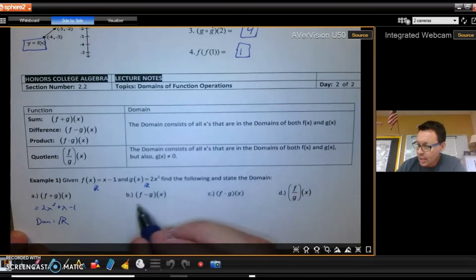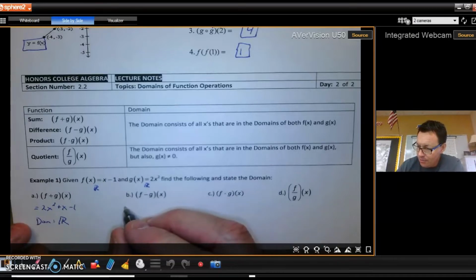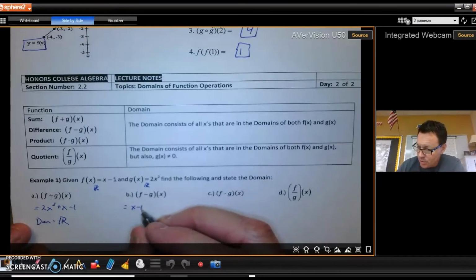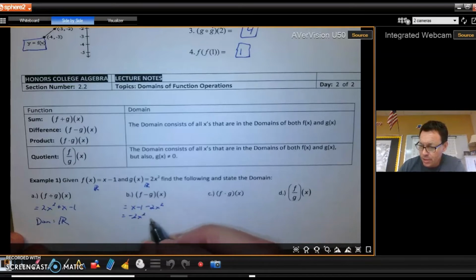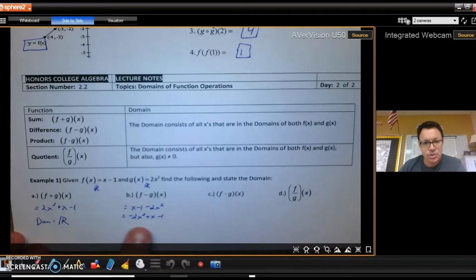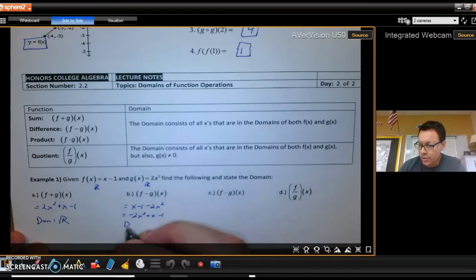So let's see. If I subtract g from f, I'm going to get x minus 1 and then minus 2x squared. You can leave that. If you want to write it in descending order and put the negative 2x squared first and then put plus x minus 1, I'm fine with that. But again, we don't have any fractions, no radicals, so there's no cause for concern. So our domain is going to be all real numbers.